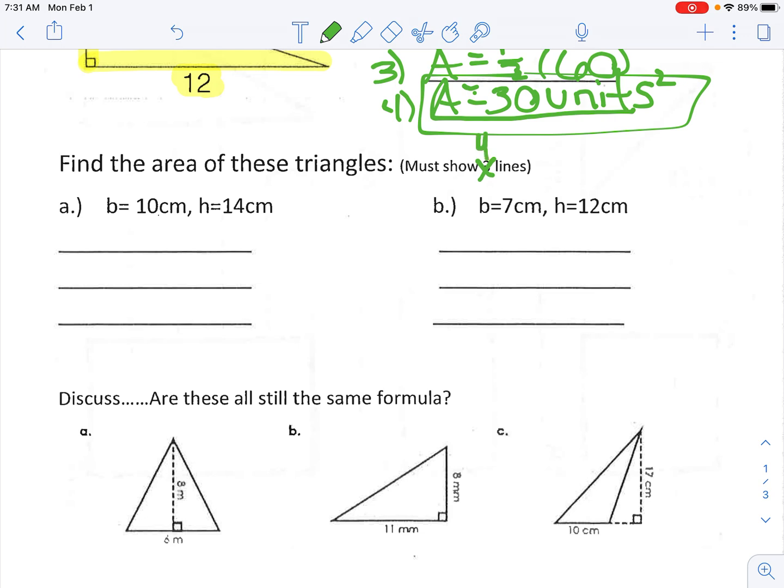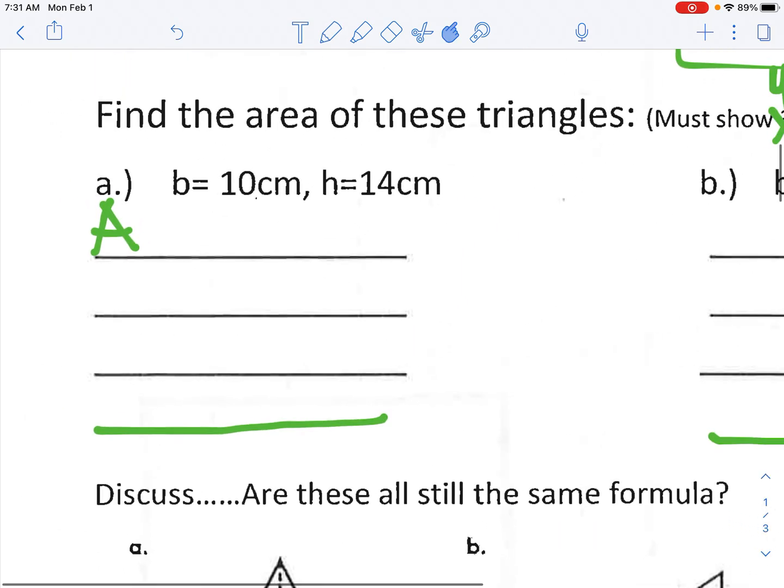Find the area of these triangles. So we do not always need a picture. All we need is our dimensions. So I'm going to come down here. I'm going to add a line. So you should be adding a 4th line on your notes. So we know our formula. I'm going to make this just a little bit bigger so I've got some more space. Okay, so area is half of a rectangle, right? So that's 1/2 of base times height.